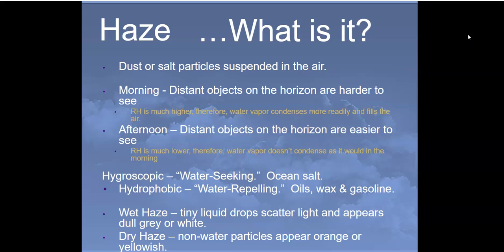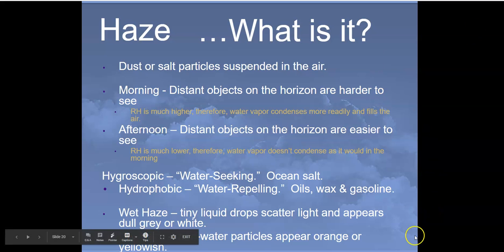The wet haze is when tiny liquid drops scatter light, and appear dull gray or white. So you would find that more with the hygroscopic particles. The dry haze, the non-water particles, appear orange or yellowish. So they have kind of that yucky, dirty color in the sky.